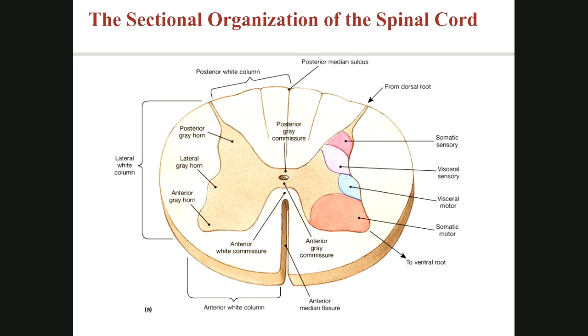If you look at this picture now, you can see these different locations. Here is our dorsal horn. In the dorsal horn, we have the house of somatic sensory and visceral sensory neurons. In the lateral horn, you can see the house of visceral motor neurons, and in the ventral horn, you can see the house of somatic motor neurons. So their locations are completely separated from each other.